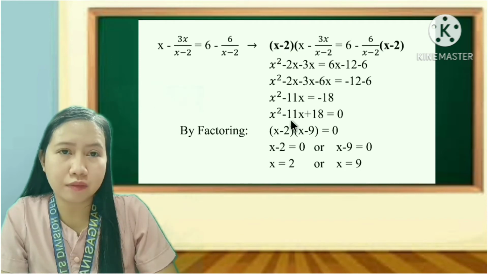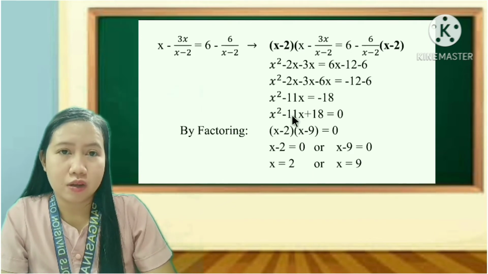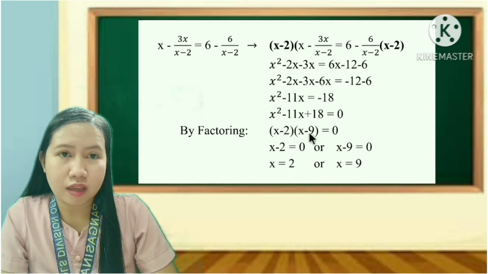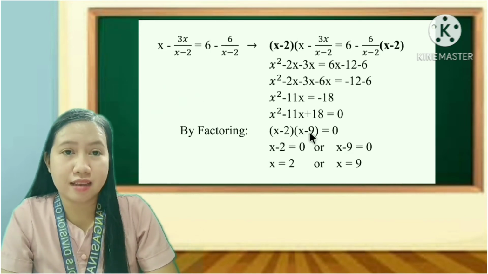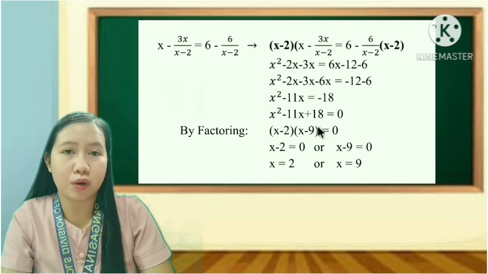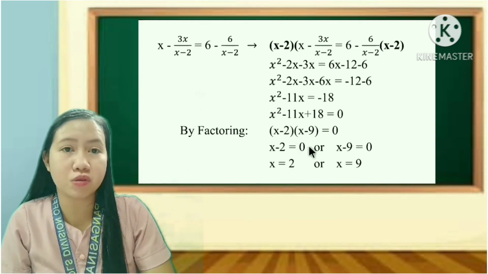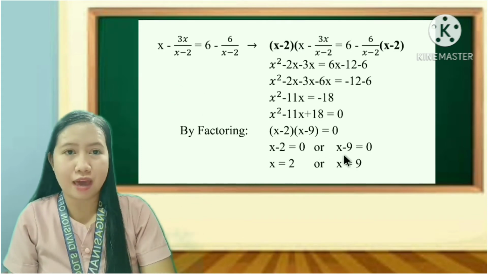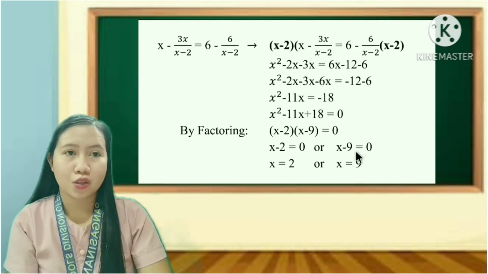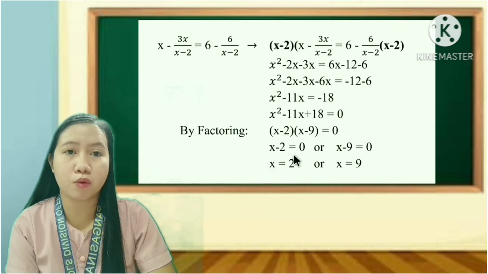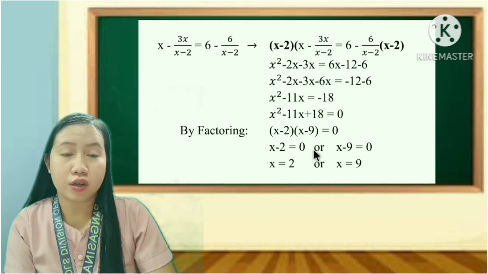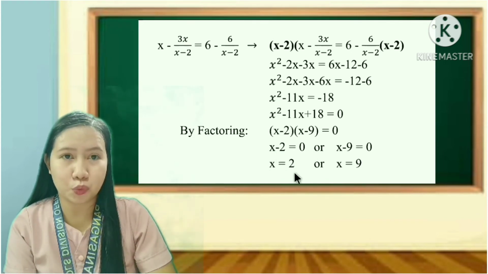And the next one, we have negative 11. So how can we get that negative 11? As you can see, we have here negative and negative. So if we add negative 2 and negative 9, that is negative 11. So this will be now our factors. Now, we're going to equate those factors to 0. The first one, we have x minus 2 is equal to 0, and the other one, we have x minus 9 is equal to 0. For this one, we just simply transpose this negative 2 to the other side. So we have now x is equal to positive 2.